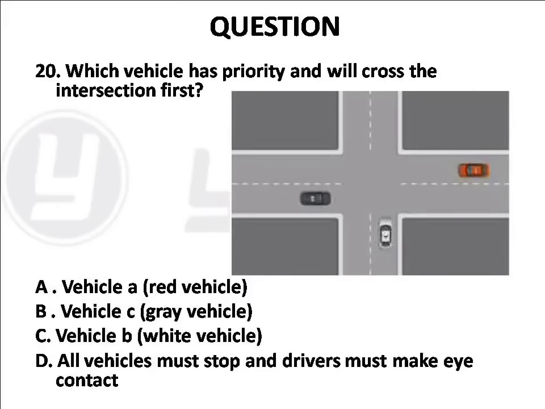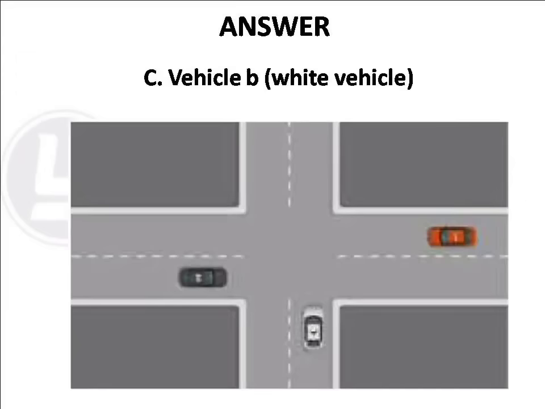Question number 20. Which vehicle has priority and will cross the intersection first? Options are A. Vehicle A, red vehicle. B. Vehicle C, gray vehicle. C. Vehicle B, white vehicle. D. All vehicles must stop and drivers must make eye contact. Answer is option C. Vehicle B, white vehicle.